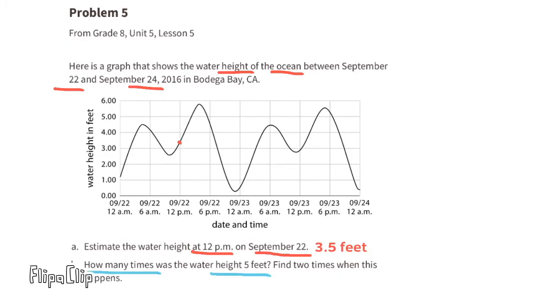B. How many times was the water height 5 feet? Find 2 times when this happens. First, find 5 feet along the vertical axis, or the y-axis, and you can see where the line of the graph actually passes through 5 feet 4 different times. I plotted those 4 points in blue. Approximately 2 p.m. and 6 p.m. on September 22nd, the water level passed 5 feet, and approximately 3 p.m. and 7 p.m. on September 23rd, where the water level passed 5 feet.